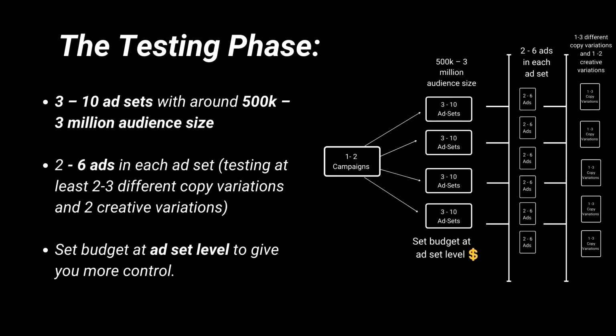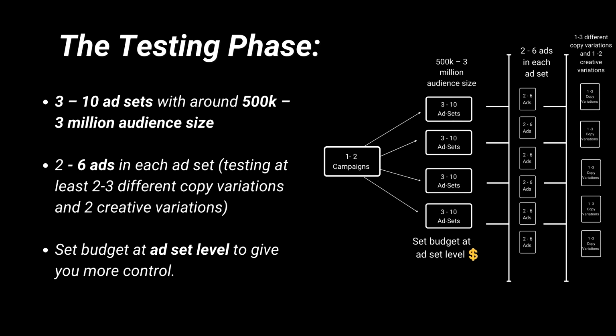So now, once we have the budget down, let's get into the structure of putting together your testing campaign, which is to set up a new campaign that's different from all other campaigns, such as your retargeting or scale campaign. So with that said, here's a good structure to use. You want to use between 3 to 10 ad sets with around 500,000 to 3 million audience in each ad set, trying to spread out as many of these audiences as possible, using around 2 to 6 ads in each ad set and testing at least 1 to 3 copy variations with 1 or 2 creatives.